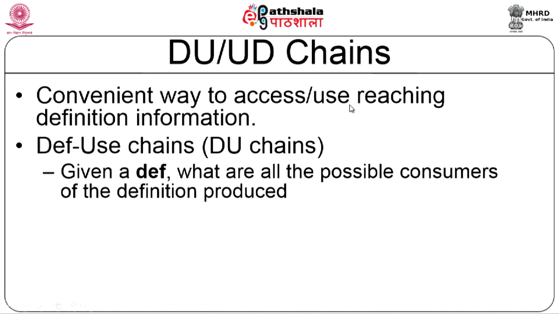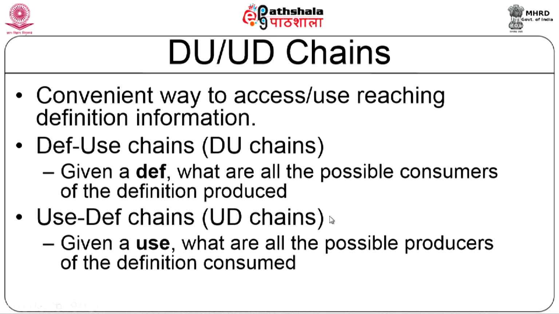The definition use chain, that is the DU chain, does the following: given a definition, what are all the possible consumers of the definition produced. That is, supposing I am defining a variable x, which statements or which basic blocks will use this definition of x is what we compute as definition use. That is, given a definition, who will use it. And the use definition chain is just the reverse. Given a use, what are all the possible producers of the definition consumed.